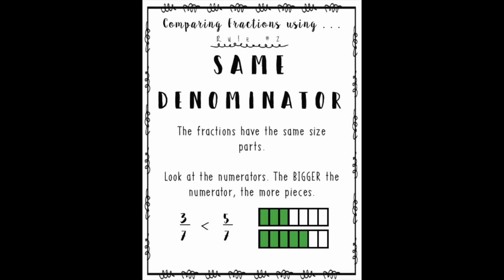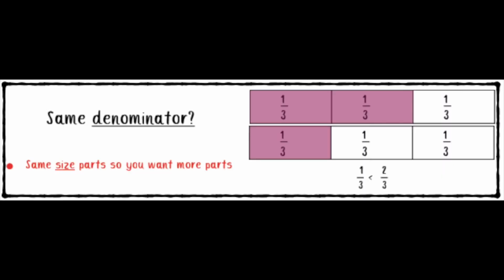So both chocolate bars are cut into 7 pieces. You want the one with more parts. So you would rather have 5 parts than 3 parts. So remember, you have the same size pieces, so you want more parts. So you would rather have 2/3 than 1/3.